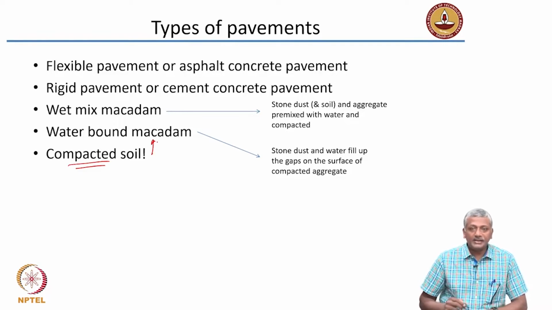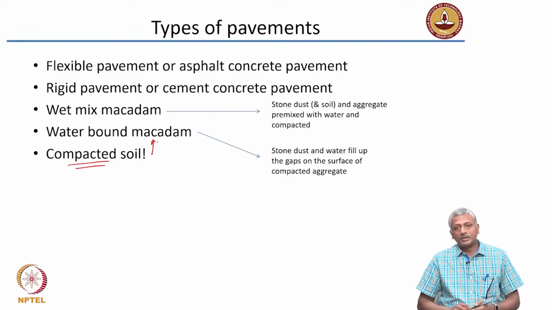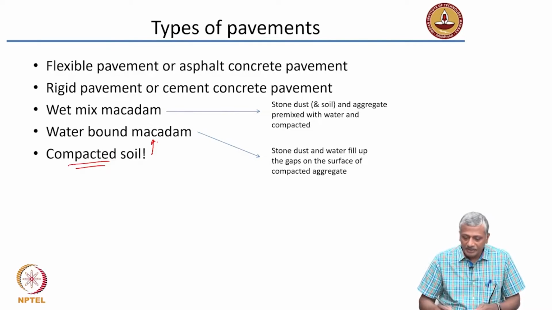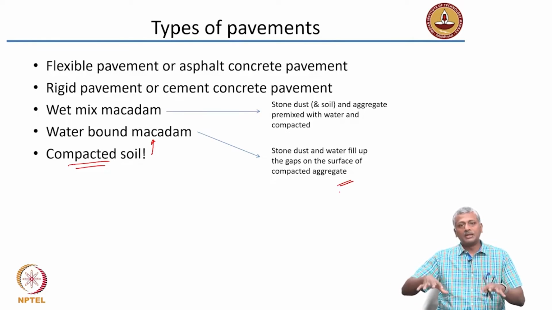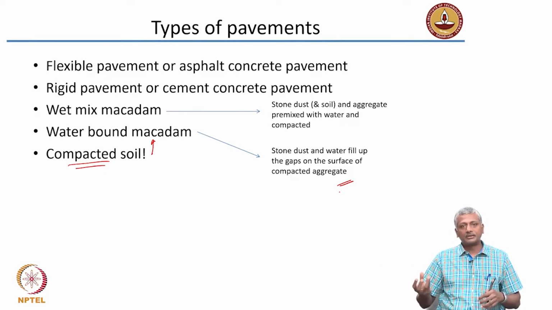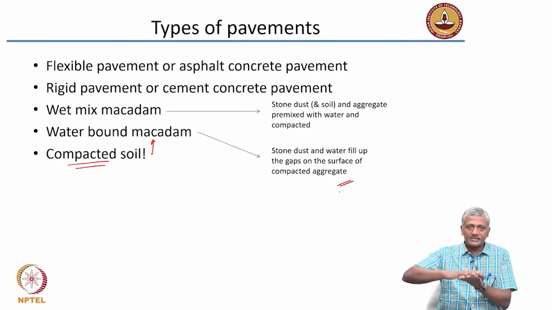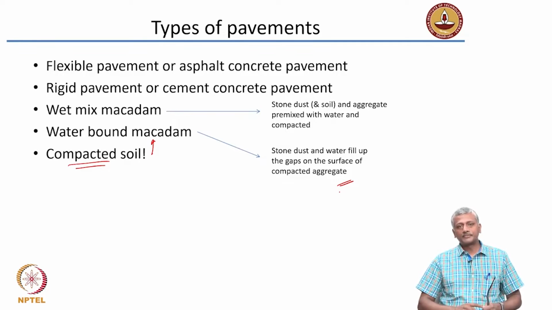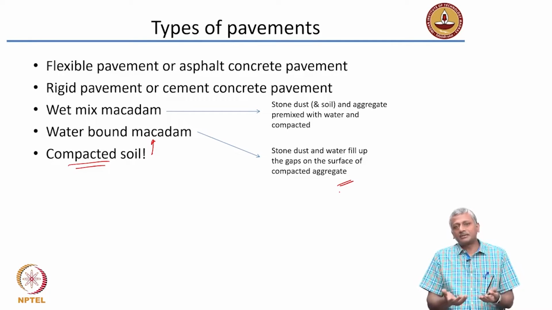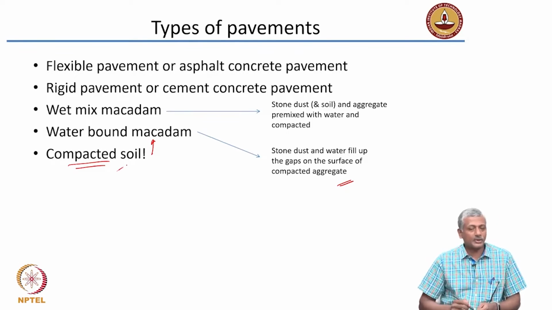You then go to a slightly more complicated version called water-bound macadam. What is water-bound macadam? It is basically stone dust and water filling up the gaps on the surface of compacted aggregate. So, you have the soil on top of which you place aggregates, that is stone, right? And then you take a roller and compact this aggregate. So, what happens is the aggregates nicely get compacted and come close to each other, but then there are still gaps around. So, what you do is you mix stone dust and water, make a slurry and fill up these holes. Again, this is not that complicated, but it is a little bit more complicated than just compacting the soil.